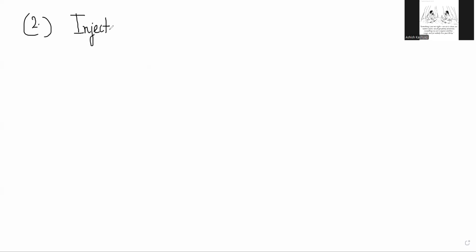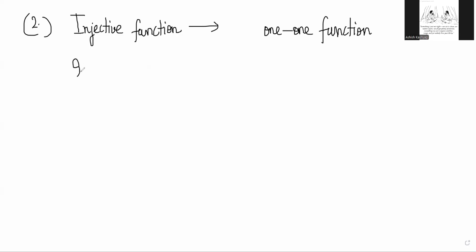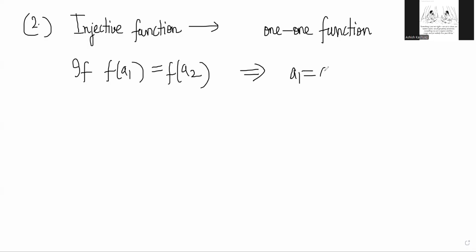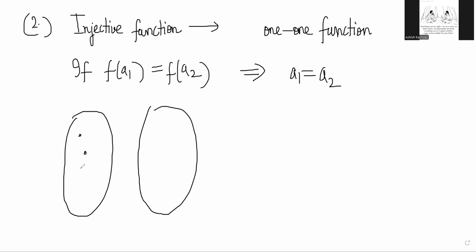Next, we look at the definition of an injective function. So what is an injective function? So this is basically a 1-1 function. So what this means is if f of a1 is equal to f of a2, that implies that a1 is equal to a2. What this means is you cannot have multiple elements in the domain linking to the same output in the codomain. This is not possible. This is a many-to-one function, right?